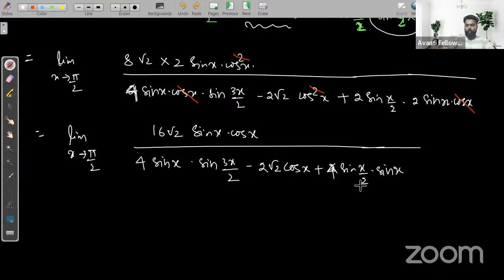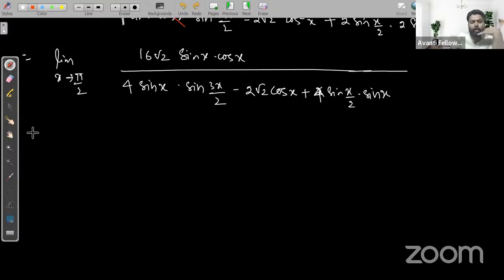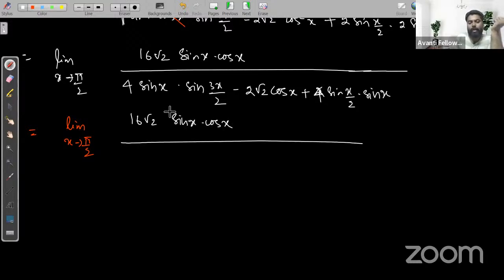Acha, here sine x. So if we further simplify it, you can observe here, again I am writing limit x extending to pi by 2, and in the numerator, just write 16 root 2 sine x into cos x, whole divided by. From these two terms, sine x is coming out as common. Yes, we can take 4 sine x as common.